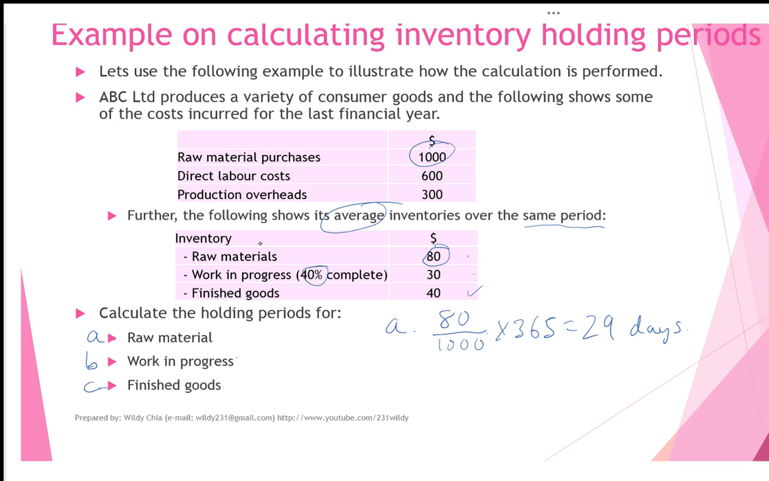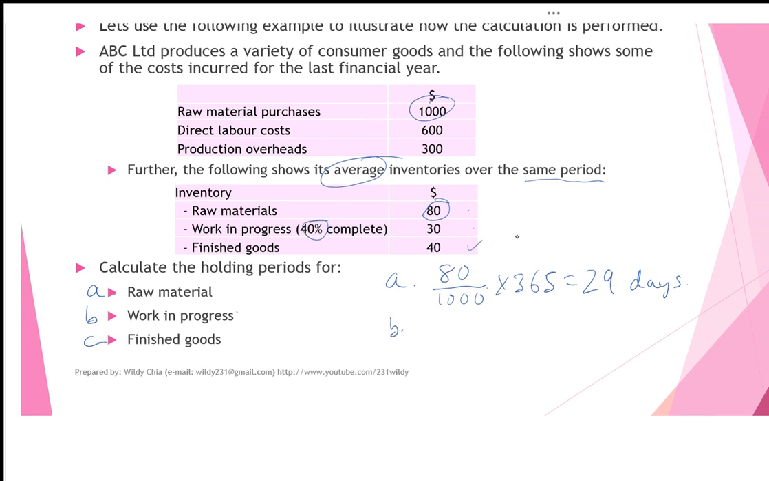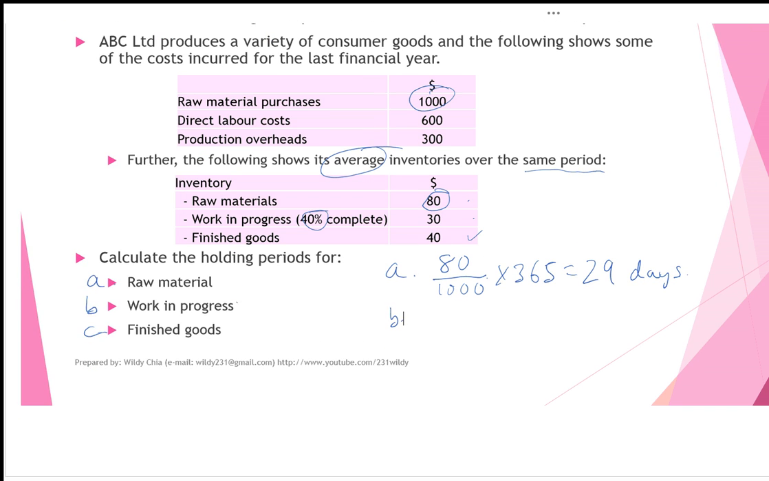Now for work in progress, you have to be a bit careful when you perform the calculation. You have to take the work in progress inventory, divide that by, now watch, the cost of sales. In this case we have no idea what the cost of sales is, but remember in my earlier slide I mentioned that cost of sales is typically made up of material, labor, and production overheads.